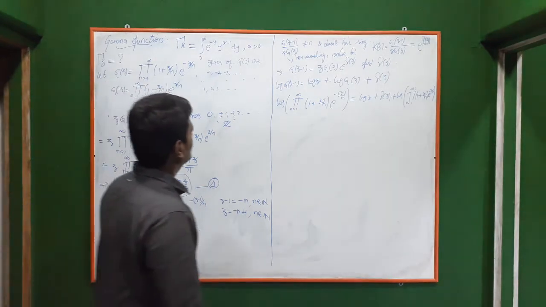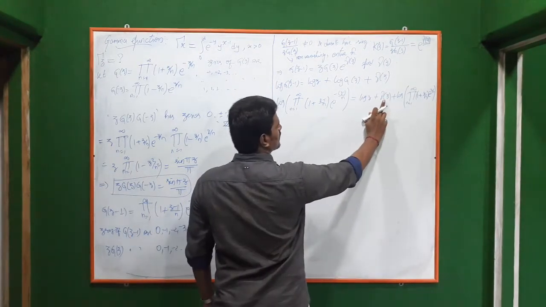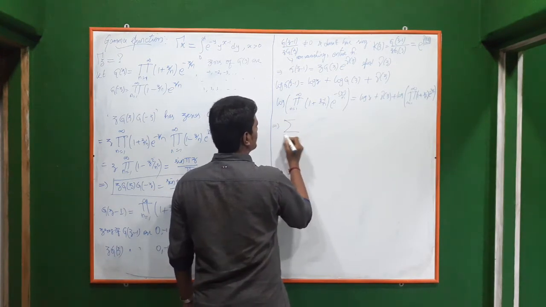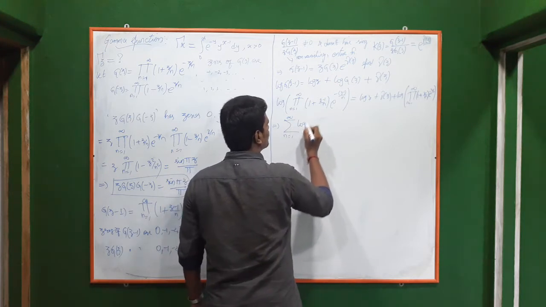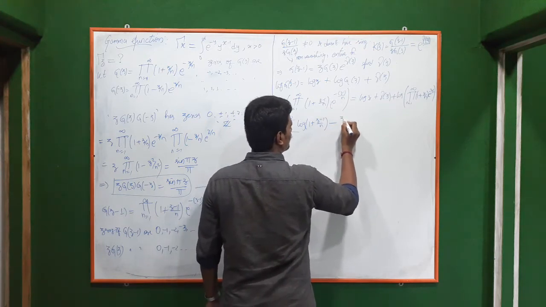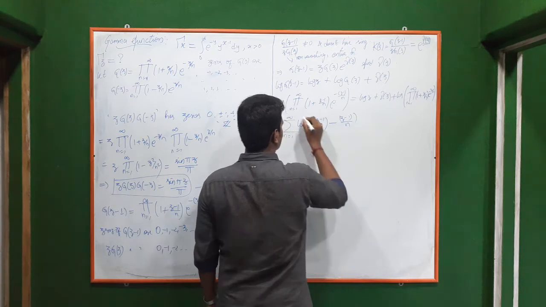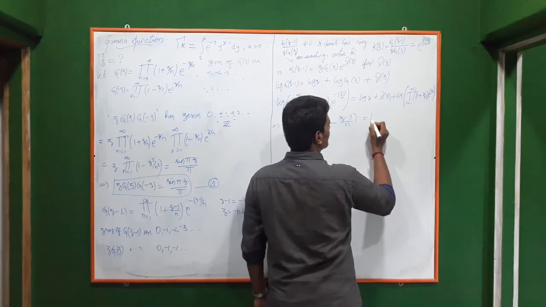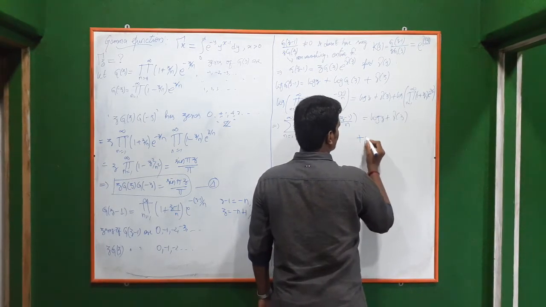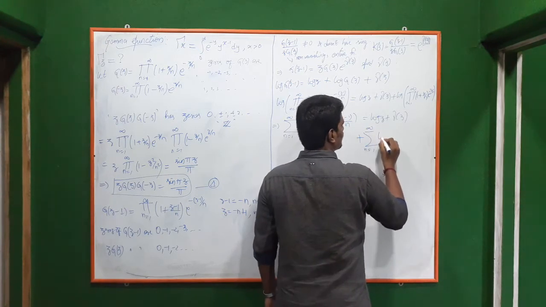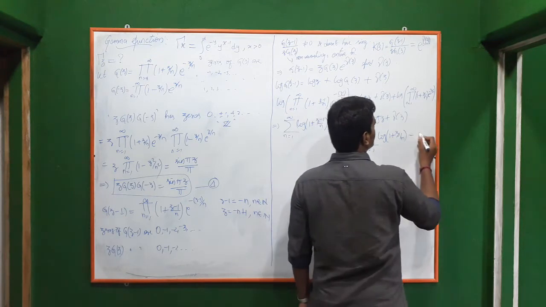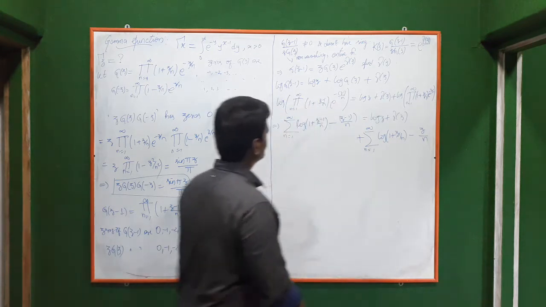This we have. Simplify this. We have to find what gamma of z is. First take the log inside, then this will be summation n from 1 to infinity log(1 + (z-1)/n) minus (z-1)/n, which is equal to log z, as it is, plus gamma of z, as it is, plus summation n from 1 to infinity log(1 + z/n) minus z/n.